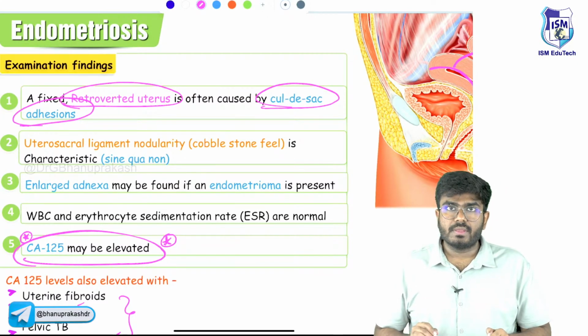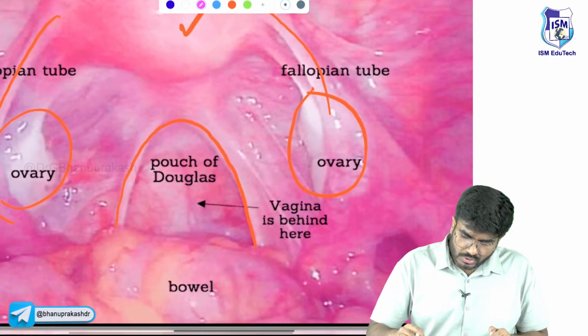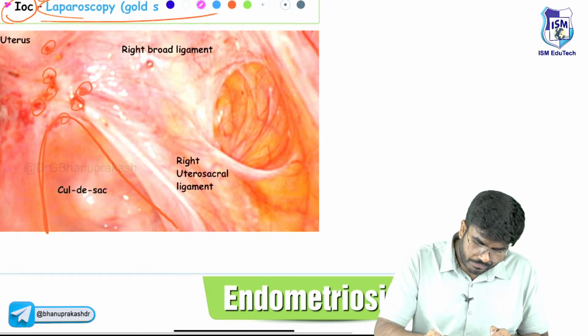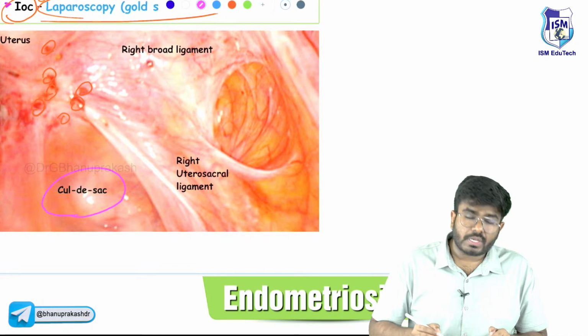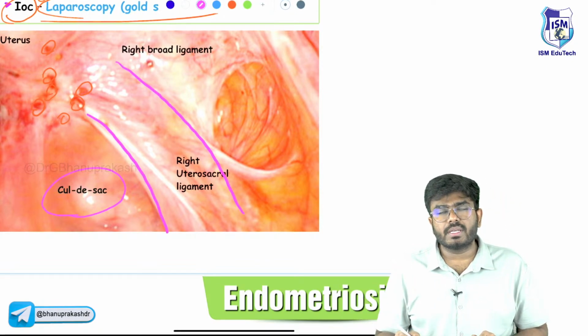And what else, sir? See, let me show you one image. Okay, this image. See, these are the uterosacral ligaments. You can very clearly see here, these are the uterosacral ligaments. See, this is the cul-de-sac, right? This is the cul-de-sac or the pouch of Douglas. Here, this is uterosacral ligament.